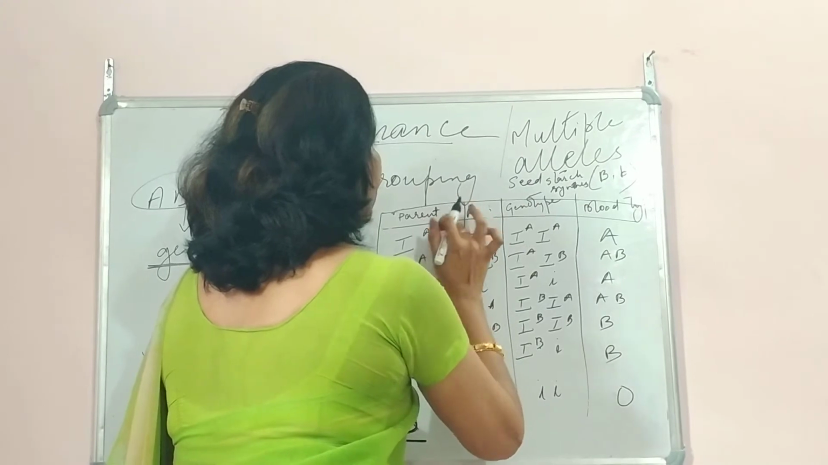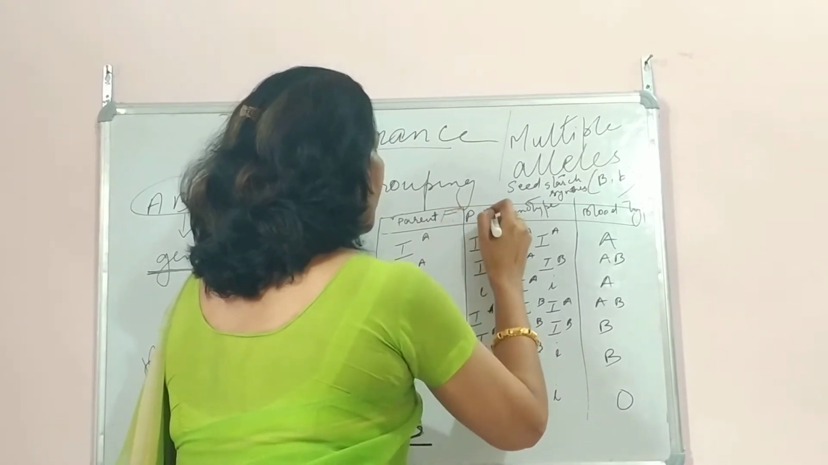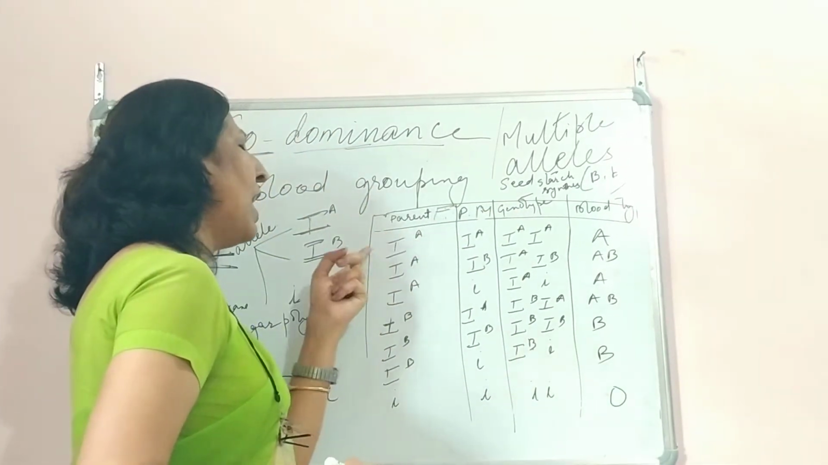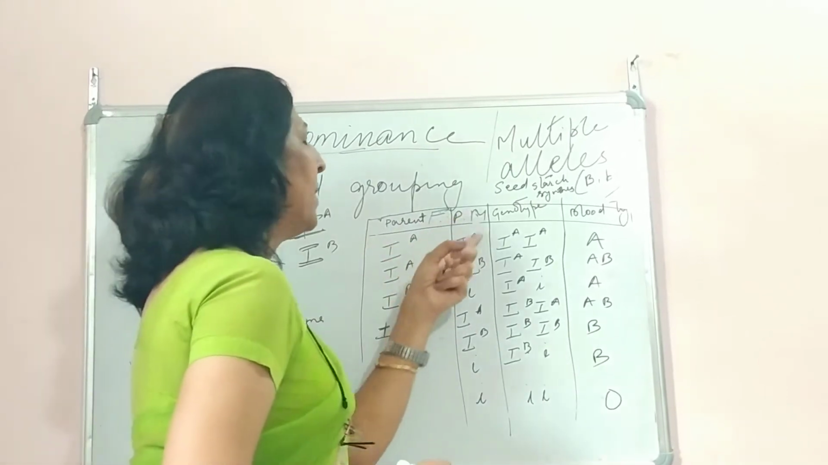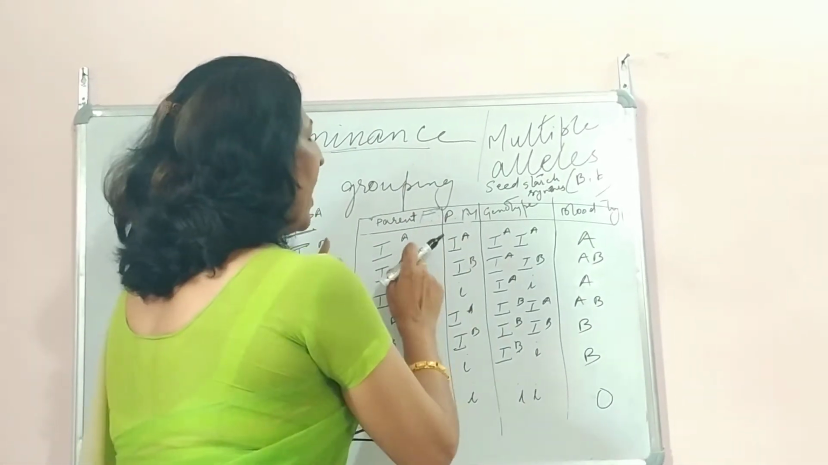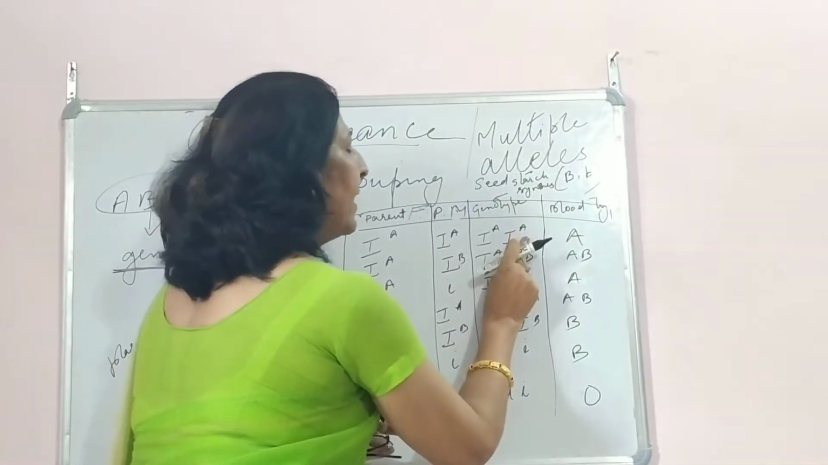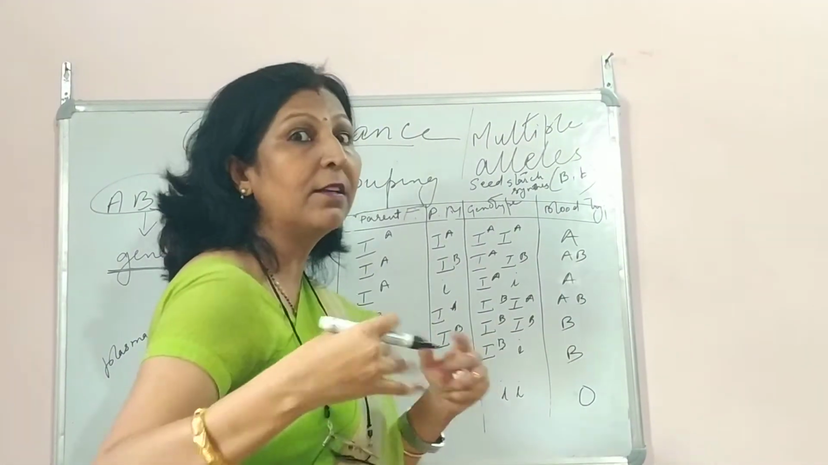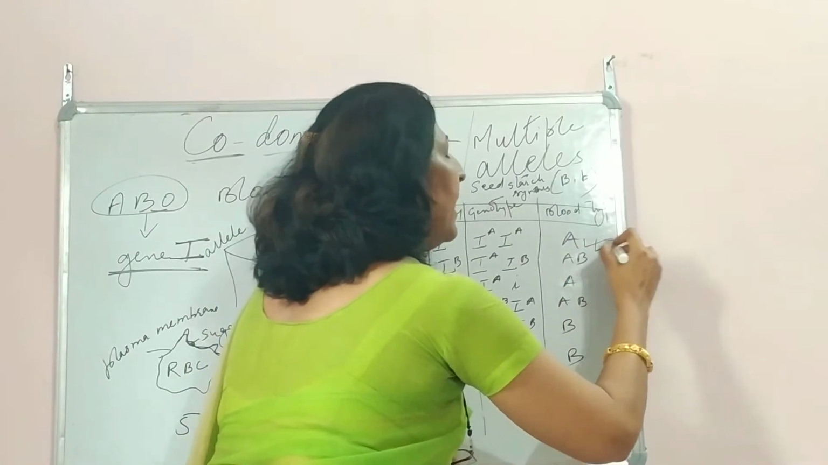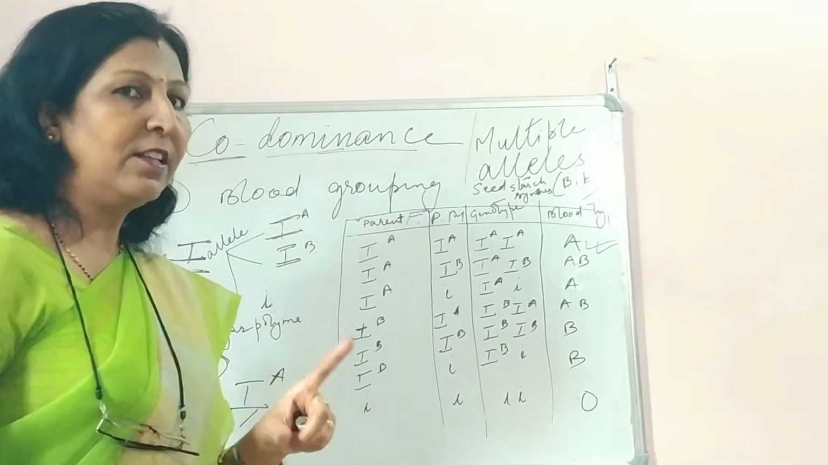We can take it as, that will help you to understand better. So let the father be with IA, and the mother have IA gene. So finally, in the genotype of the offspring, it will be IA and IA. And the blood group type, the child will exhibit A blood group. I hope you are understanding it.